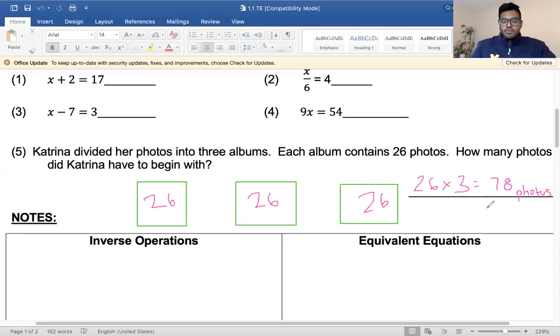Now, one thing I want to note on this is how I labeled my answer, right? You see how I put the word photos in at the end, right? And this is just one of those things that as you become better and better math students, you want to just get used to doing, right? We want to get used to labeling our answers whenever we can, right? Just so it gives the reader, whoever's reading your answer key or whoever's reading whatever you're doing, some context as to what you're solving, okay? Just keep that in the back of your mind.